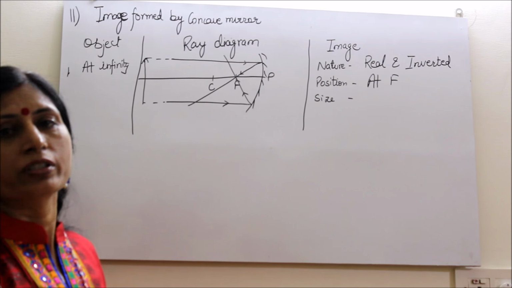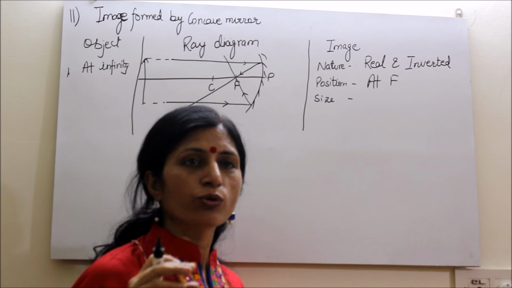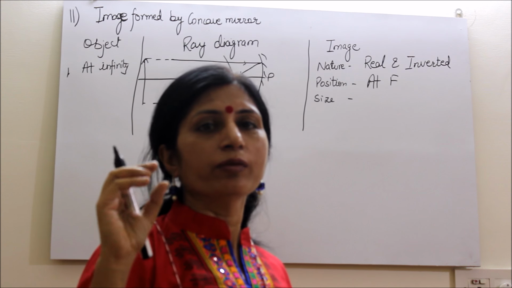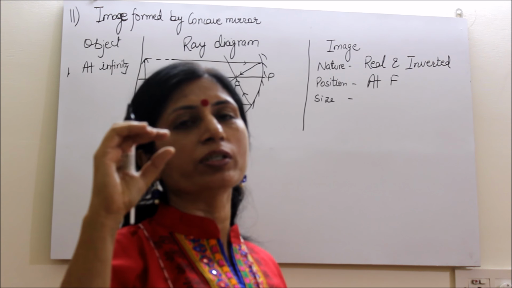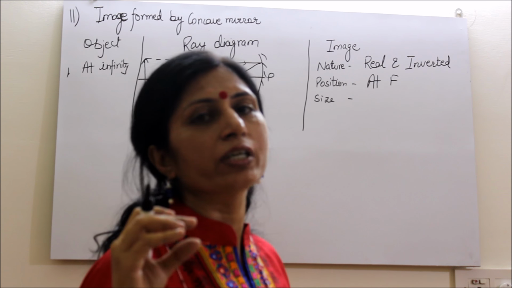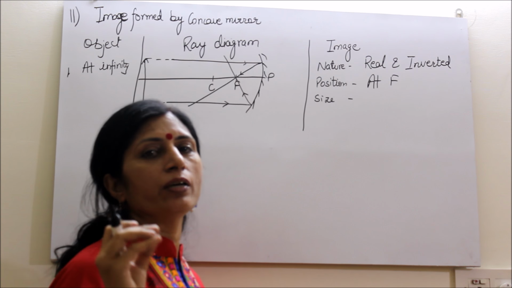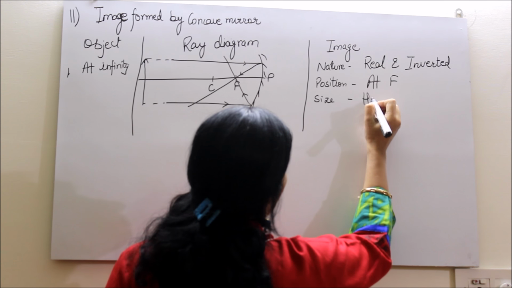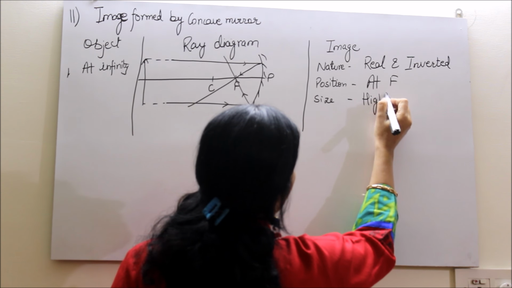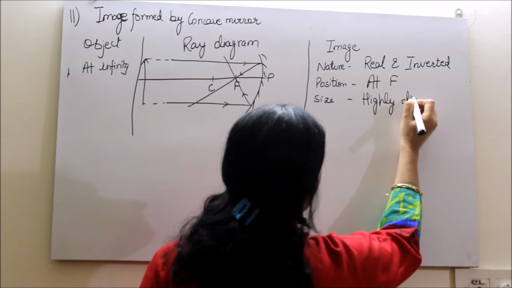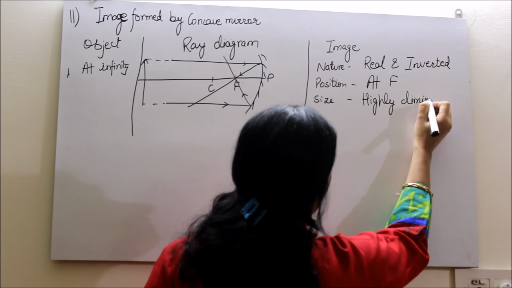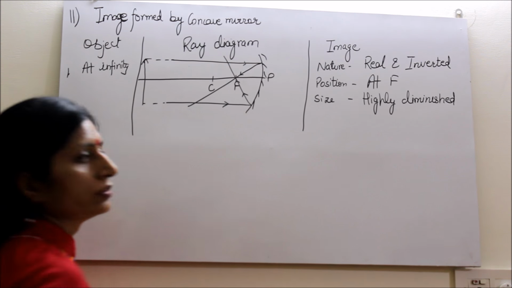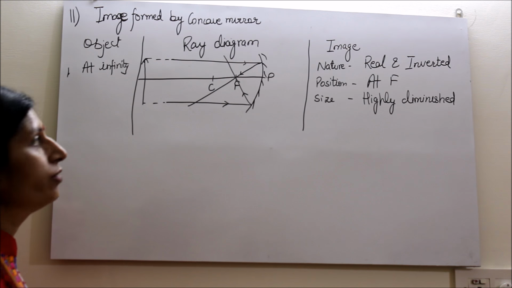Size is highly diminished. As you have seen in the lab also, when we looked at the tree, it was a very big tree, and we got a very small image, maybe 1 or 2 centimetres, so we say the image is highly diminished. This is the first diagram for the concave mirror.